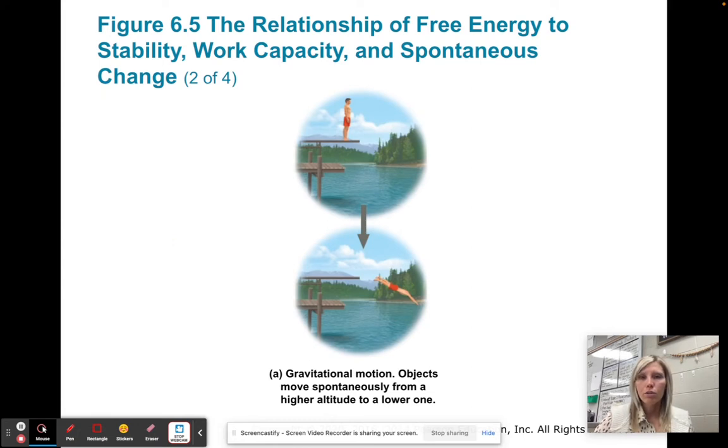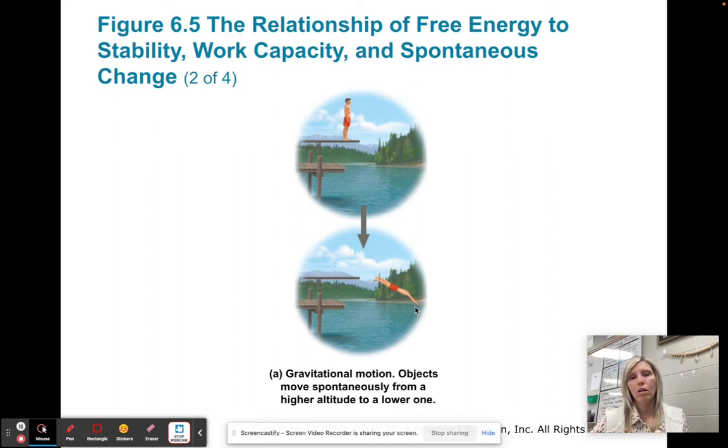In this first example, you're seeing a diver standing on a diving board, and then obviously the diver takes off. Through just gravity, objects are moving in a spontaneous direction from a higher altitude to a lower one. What does that mean? Well, in this picture, because of the person's position on the diving board, this person is showing an example of potential energy that could be used to do work. That work right now is transporting the body to the water, right? And so we see kinetic energy in this picture as there's movement taking place.